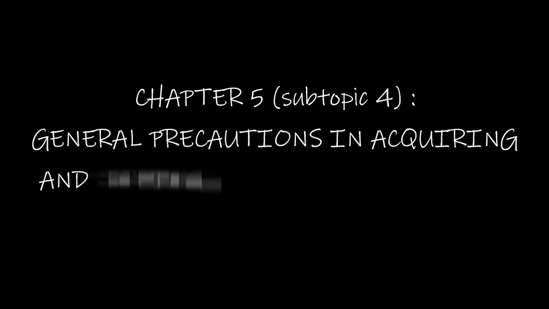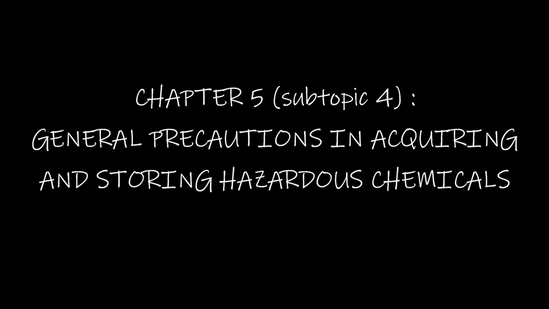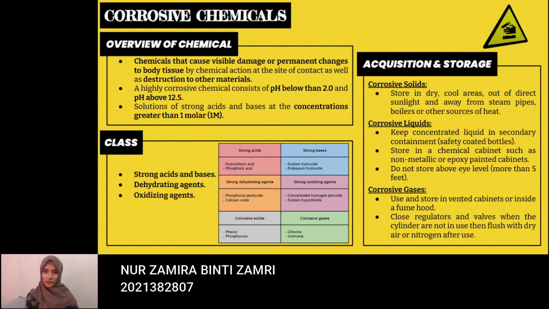Today we will present about subtopic 4 in chapter 5, which is general precaution in acquiring and storing hazardous chemical. Corrosives are one of the most encountered hazards in the laboratory. As you can see, the spinning sign in the upper right corner of the slide is the hazard pictogram for corrosive chemical. So, what is actually corrosive chemical?